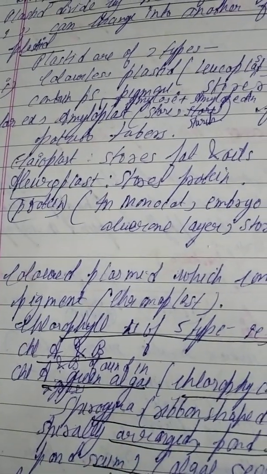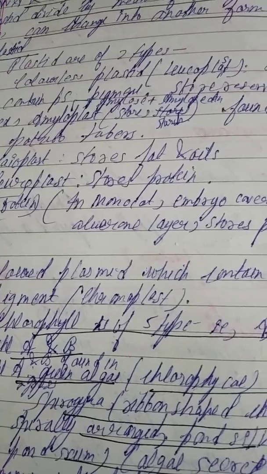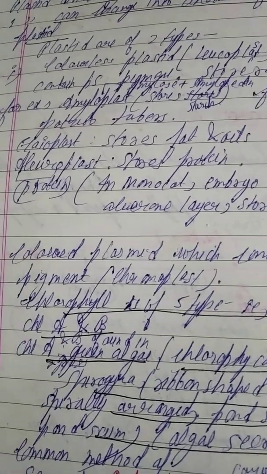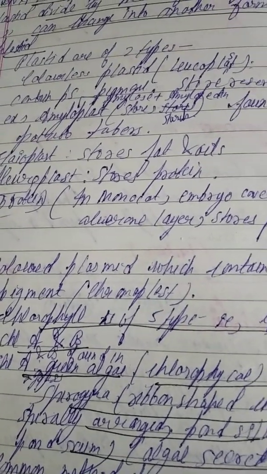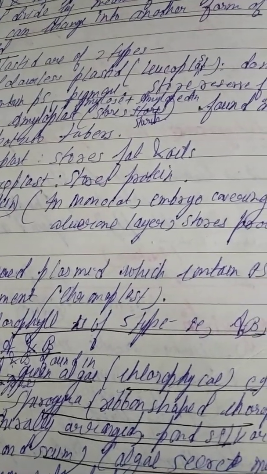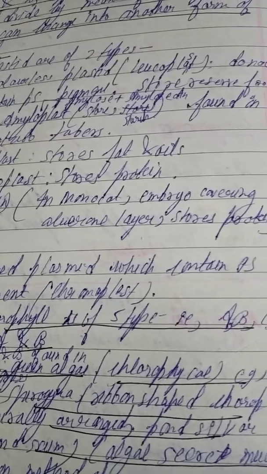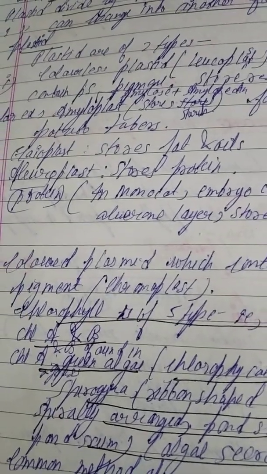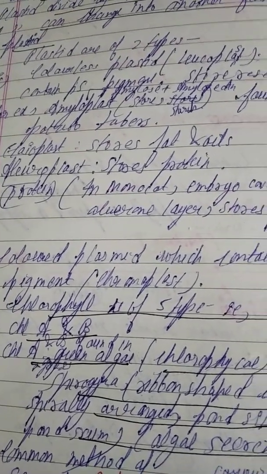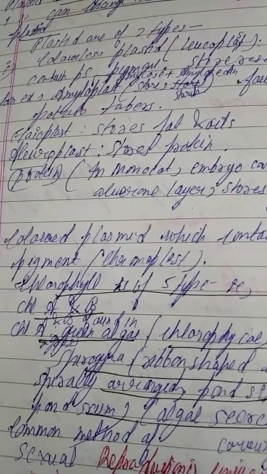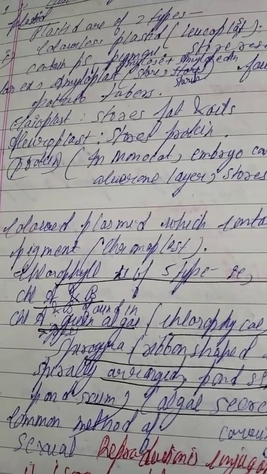So student, please remember plastids are of two types. One is colorless plastid. This is called leucoplast, and another is colored plastid. This is called chromoplast. So in colorless plastids, you have amyloplast. Amyloplast stores starch, and it is found in potato tubers. Elaioplast stores fat and oil. Aleuroplast stores protein. So student, please remember it. And colored plastid is chromoplast.